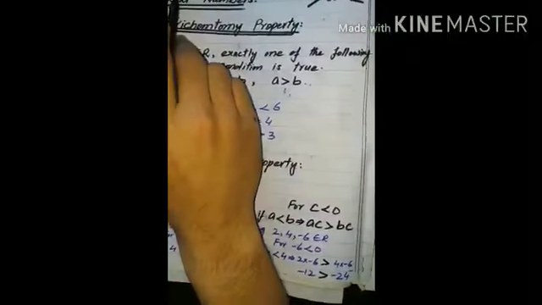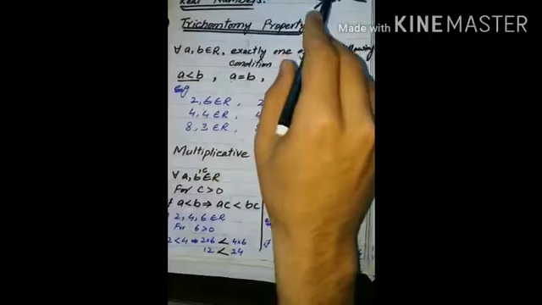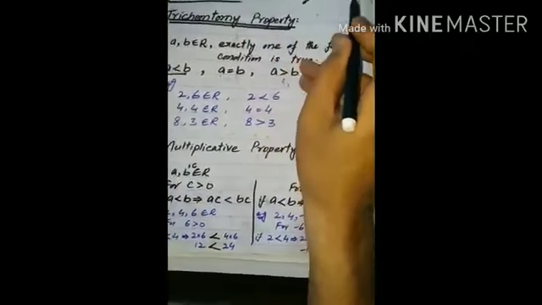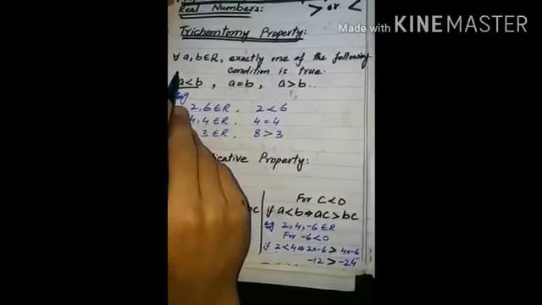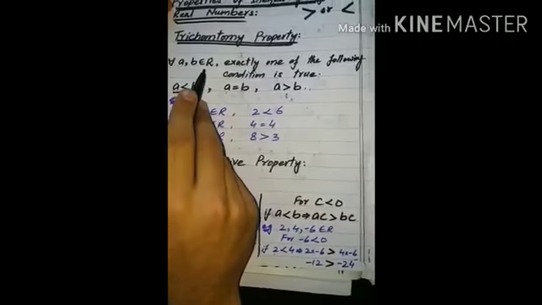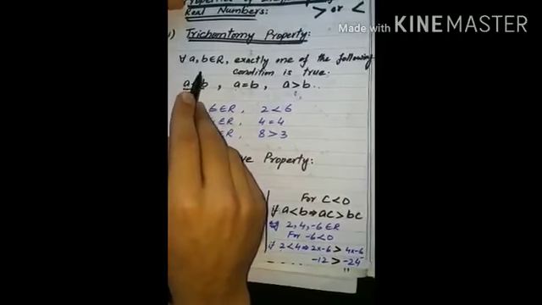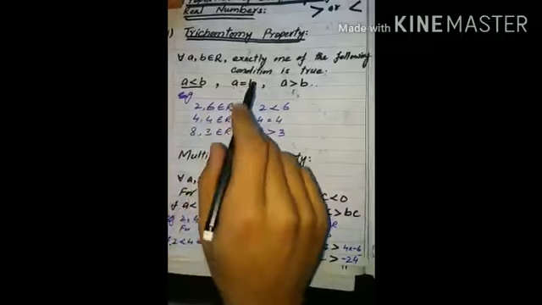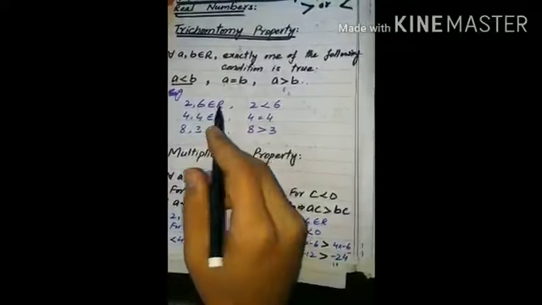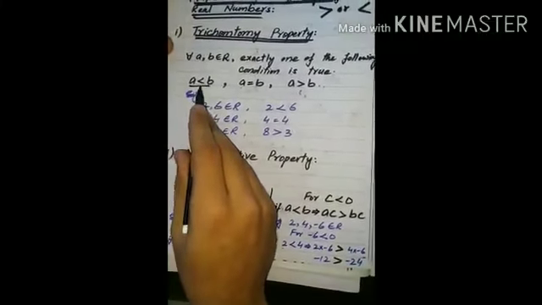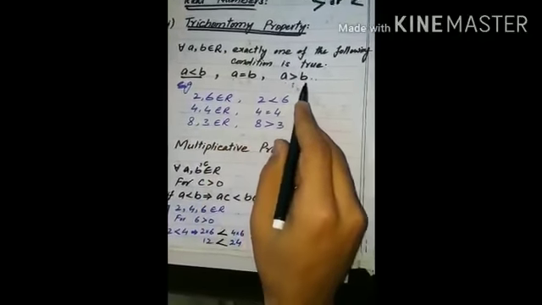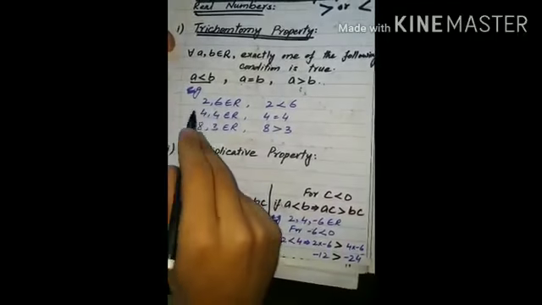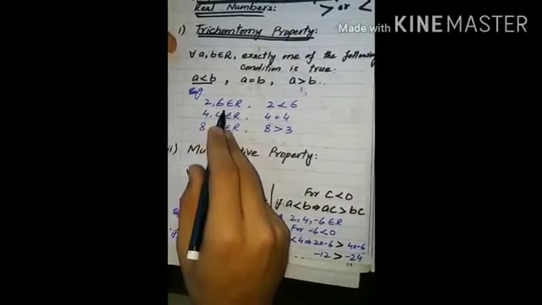Next we have properties of inequality of real numbers. For inequality we use these symbols. The first property is the trichotomy property. It says for all a, b belonging to R, where a and b are any two real numbers, exactly one of the following conditions must exist: a could be less than b, a could be equal to b, or a could be greater than b. So for example, we have two numbers, 2 and 6.